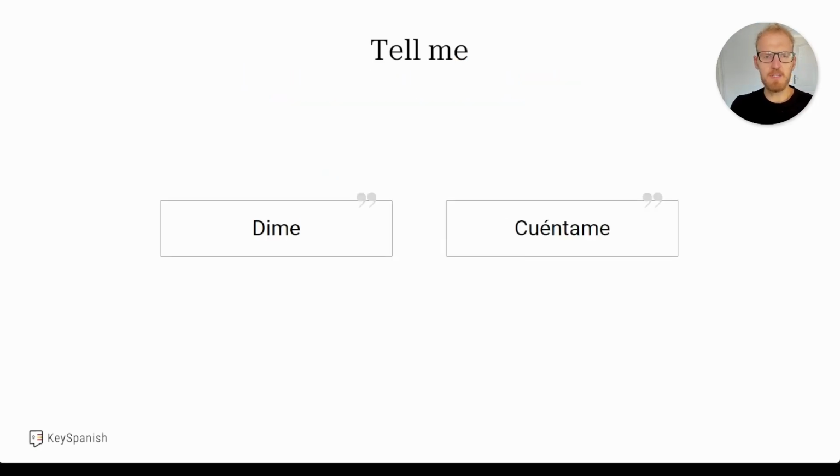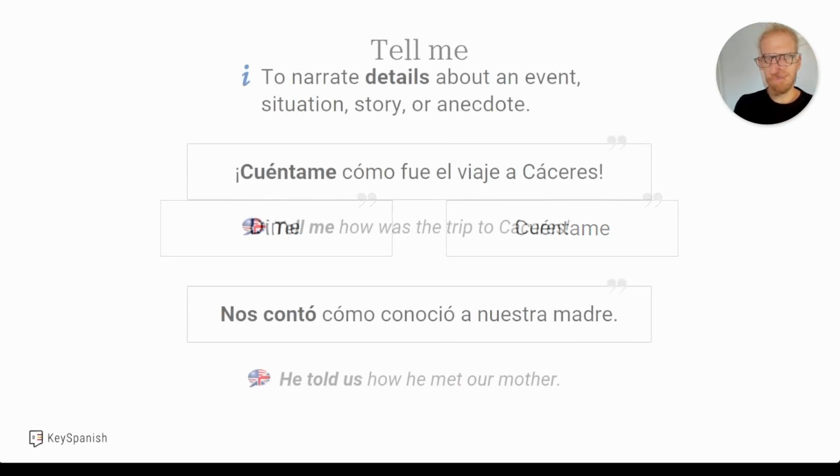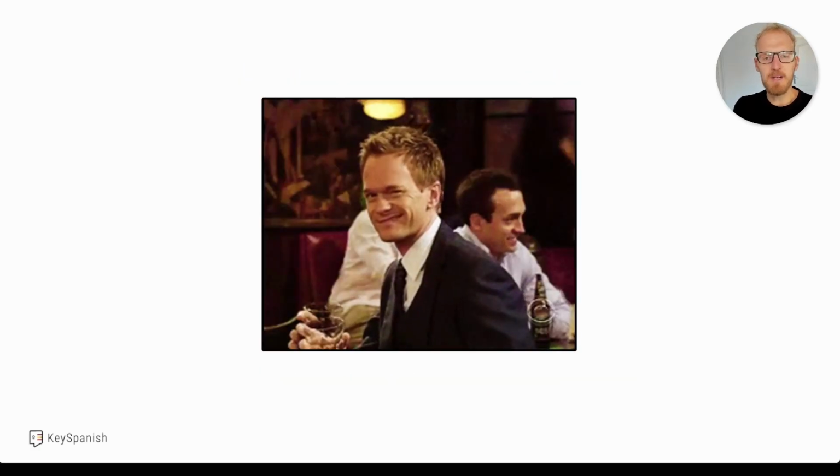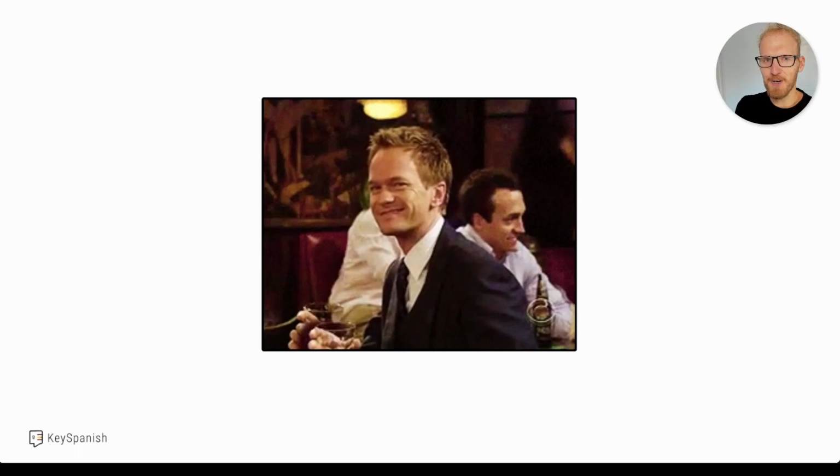And before I used the verb dime, now cuéntame, and I think it's important for you to know how to conjugate both of these verbs, decir and contar, in the command tense, because you will say a lot, tell me something, like dime or cuéntame. Okay, so these will be the command tenses. And one more example regarding contar as the verb we use to narrate some details would be nos contó cómo conoció a nuestra madre. He told us how he met our mother. And let me know if you get that reference or not.